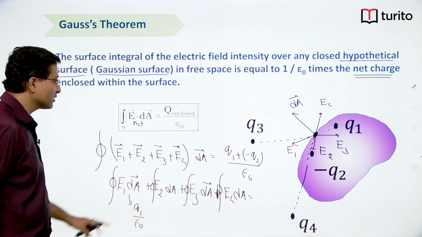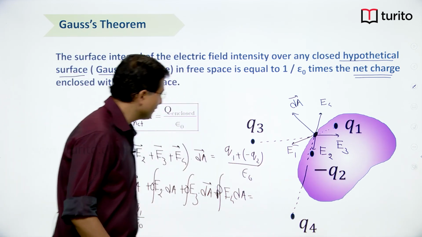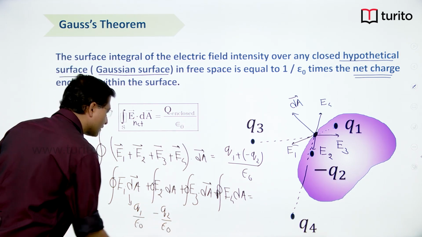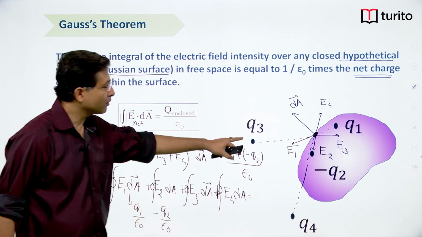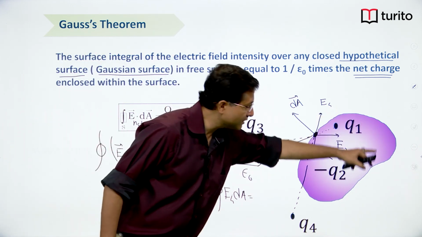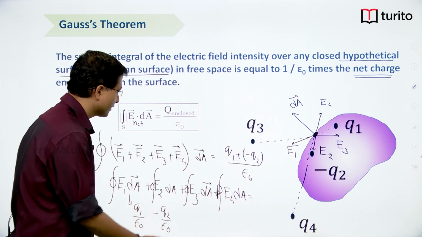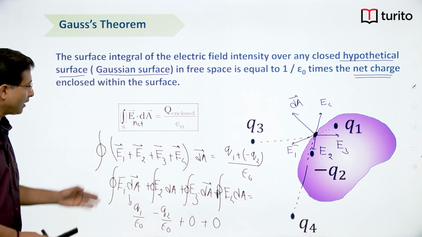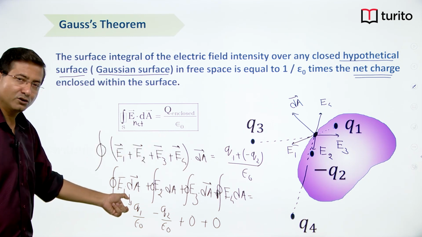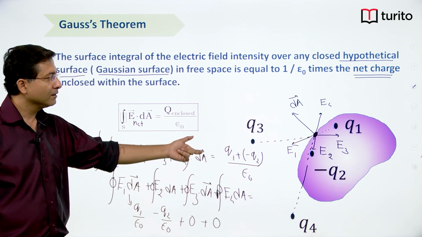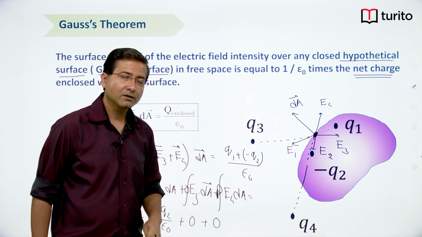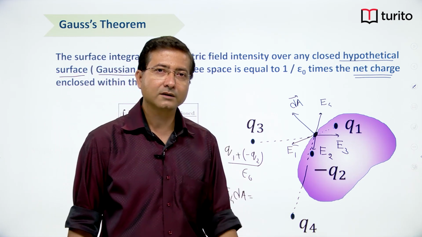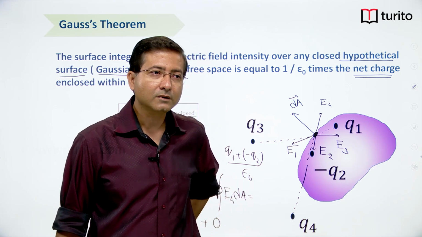Look at this one. This will give you negative flux. So it will give you minus Q2 divided by epsilon naught. The third one, because of this one, flux associated, we have seen in the first point, is 0. So this is 0 and this is 0. So after simplifying this one, what are we getting? Q1 minus Q2 divided by epsilon naught, and this is the statement of Gauss law. So I hope analytically Gauss law is clear, right.